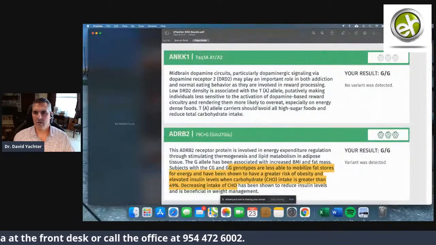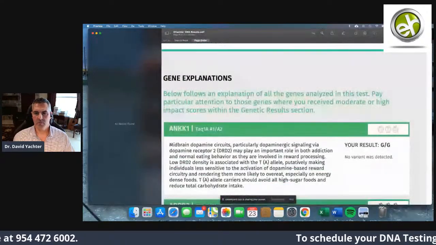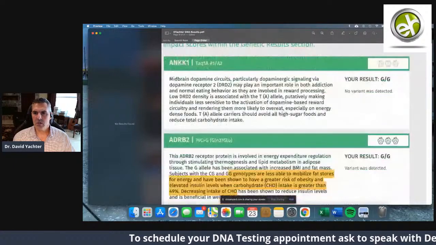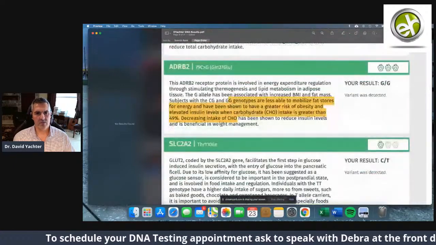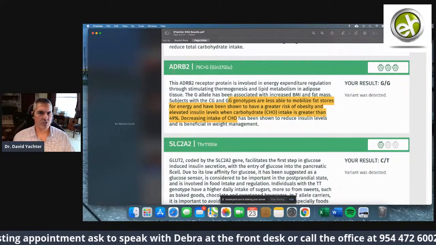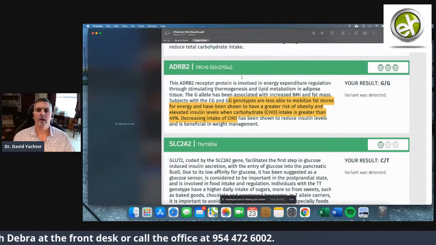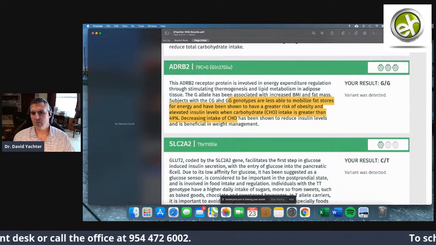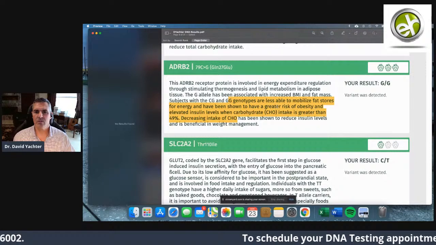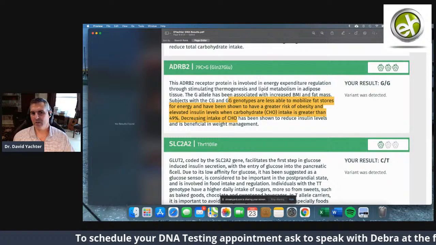Basically this is a portion of the gene reporting tool that we use, Gene Explanations. It's going to have lifestyle items on here and also health risk items. So these particular genes address, here's a gene, ADRB2. Not that you really need to know what that means, but it shows that subjects with these genotypes are less able to mobilize fat stores for energy and have been shown to have a greater risk of obesity and elevated insulin levels when carbohydrate intake is greater than 49%.